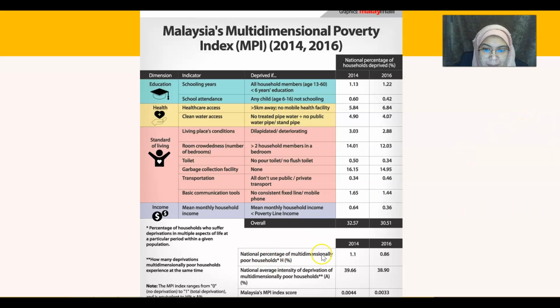This is the national percentage of multi-dimensionally poor households, which in 2014 is about 1.1%, and in 2016 is about 0.8%. But in terms of the national average intensity of deprivation of multi-dimensionally poor households, there is an increment in terms of the prevalence. So in terms of the Malaysia MPI index score, if they do the comparison, there is a decrease compared to 2016. Okay, so this uses the multidimensional measure.